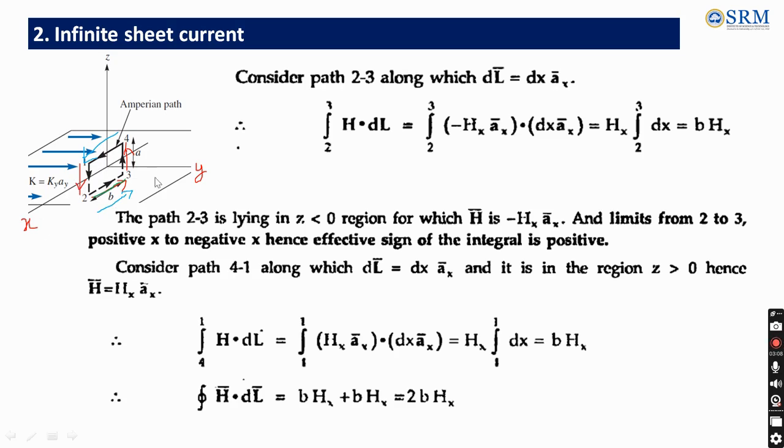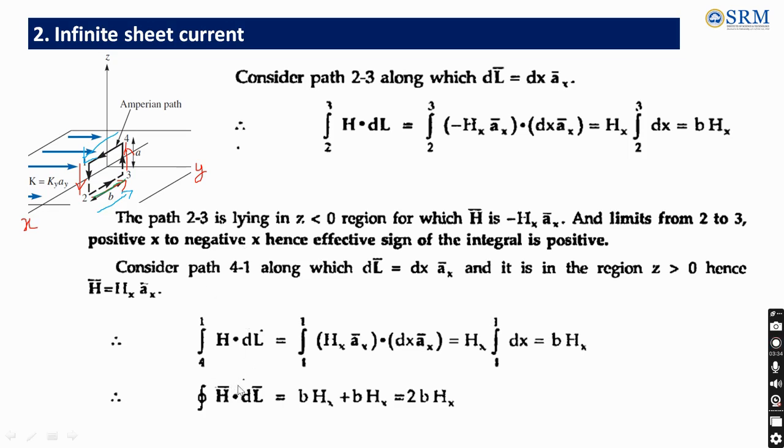since it is parallel to the x-axis. And here the region is greater than 0, so I have to consider H as the positive Hx into Ax cap. Substituting in that line integral, the dot product is 1, and we are already getting the positive Hx. If I integrate from 4 to 1, the answer is x, and when I apply the limit b, it is going to be b Hx.